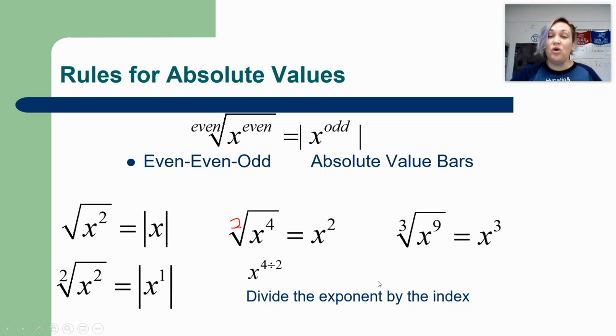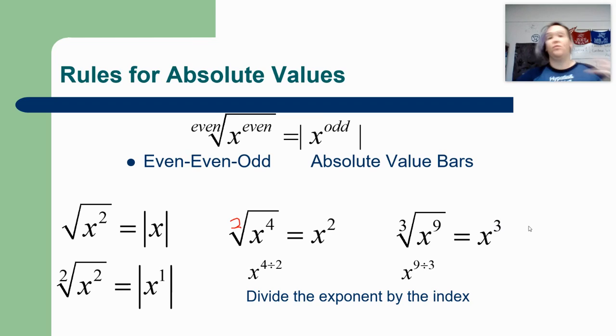Here's another example where we do not need absolute value bars. The rule is even, odd. And this problem is odd, and then another odd. So as soon as I saw that I had an odd index, I don't even think about absolute value bars anymore because they're not going to exist in this problem. And again, the shortcut for this one, it's the exponent divided by the index. So in my head, I did 9 divided by 3, and that's where this x to the third came from.